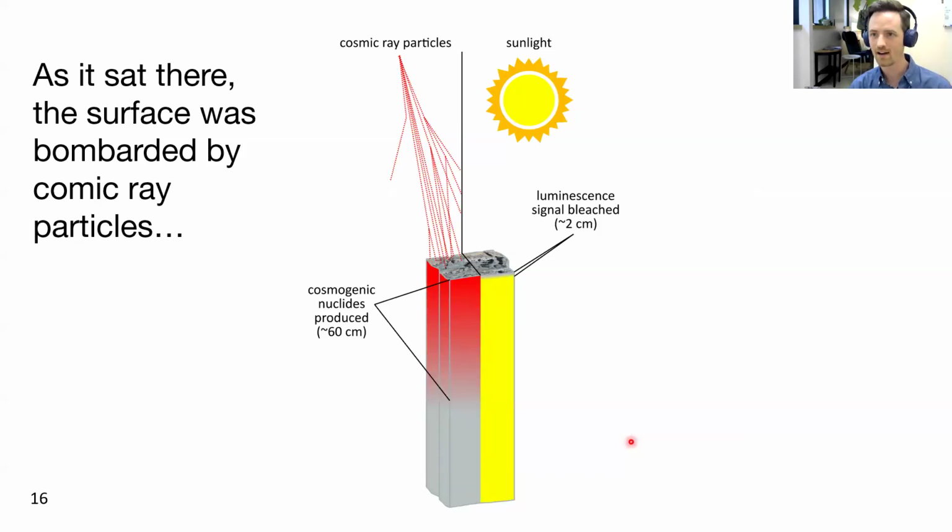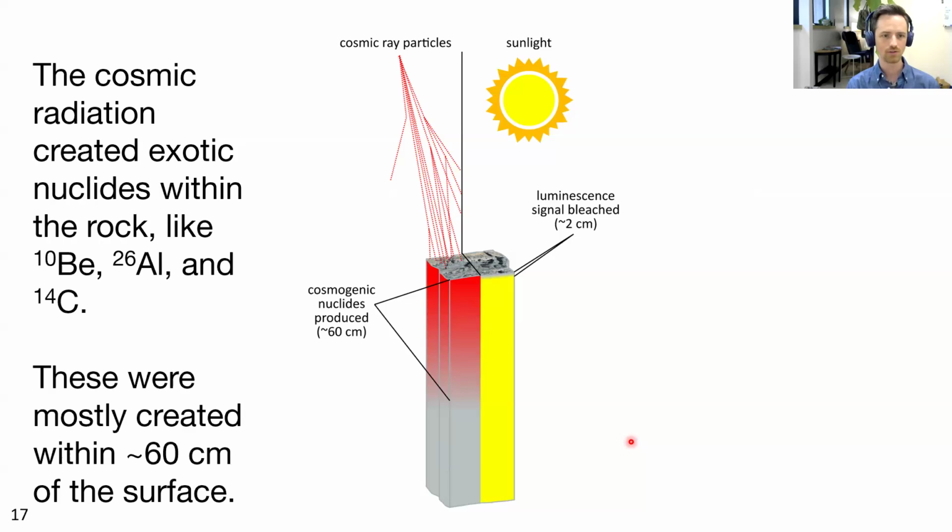So as that rock sat on Earth's surface, it was being constantly bombarded by cosmic ray particles and by sunlight. And both of these influences produce interesting signals. So the cosmic radiation will create foreign nuclides within the rock. Beryllium-10, aluminum-26, and C14 are the ones that we'll be looking at today. And these are mostly created within the uppermost 60 centimeters or so. That's where most of the spallation profile happens.